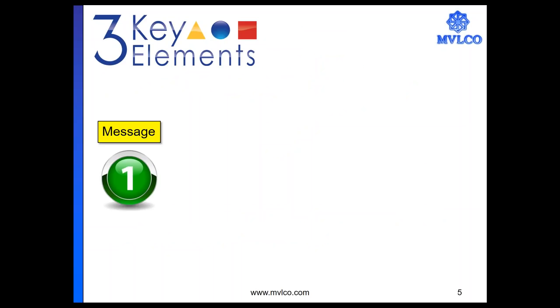The first key element is the message. Now, let's take a different example before starting with the Swift messaging. When you want to make a payment, you'll need to send a message to somebody that the payment has to be made. So, for example, when you write a check to your bank, you're telling your bank, pay this person whose name is written on the check.